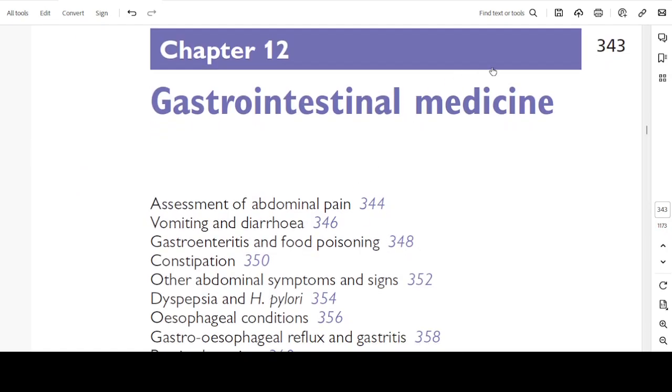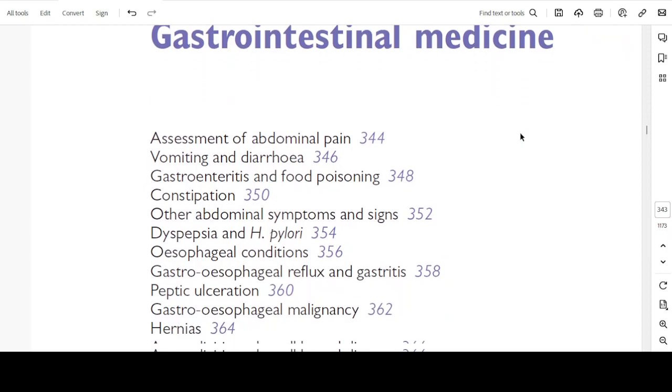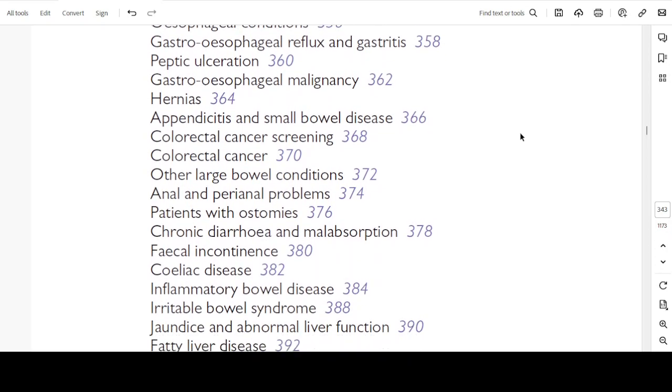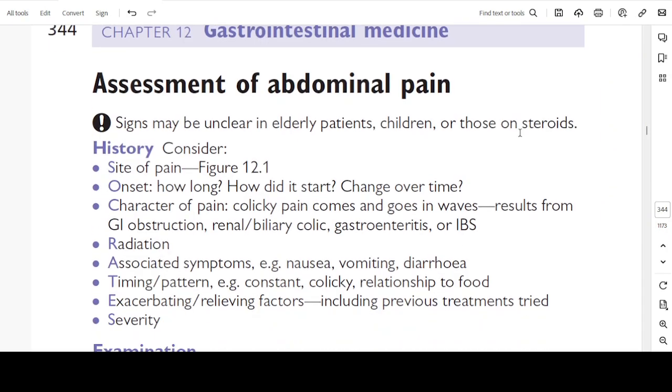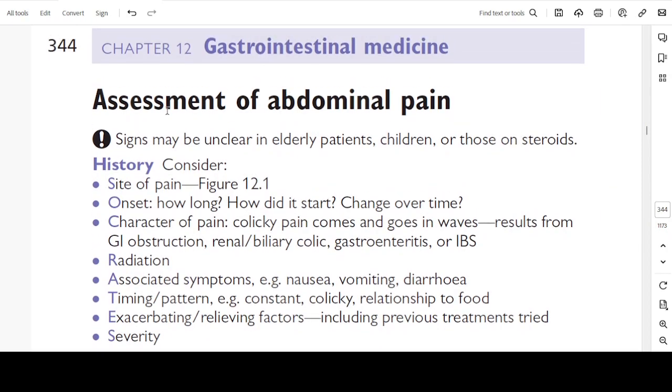So our next topic is, we are at page number 343. We are in gastrointestinal medicine. Assessment of abdominal pain.